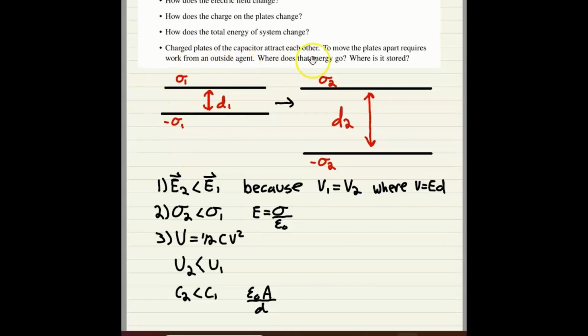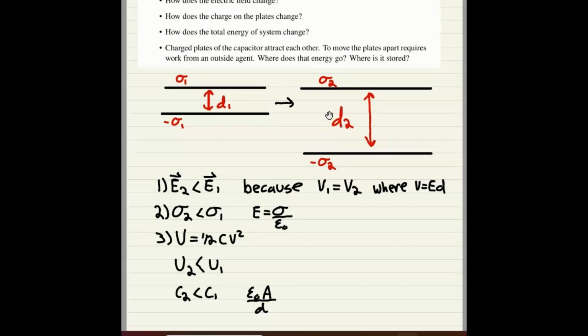Charged plates of the capacitor attract each other. To move the plates apart requires work from an outside agent. Where does the energy go? Where is it stored? In order to separate these two plates, something or someone has to pull them apart, and that requires work. Where does that work go?